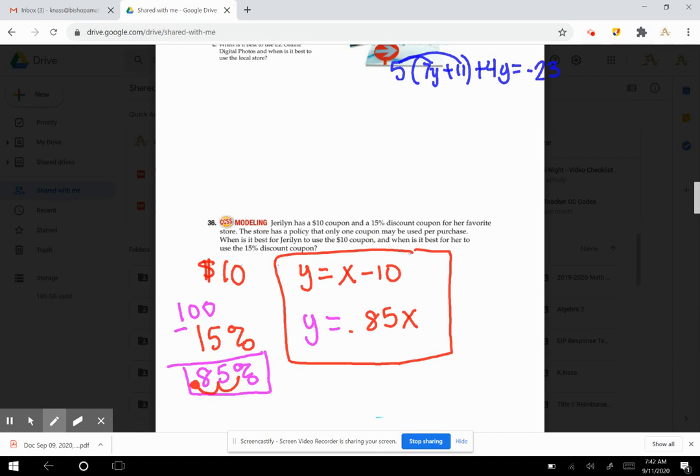And then I would do the substitution method here, right? I would substitute this into the y. So it'd be 0.85x equals x minus 10. And I would solve from there.